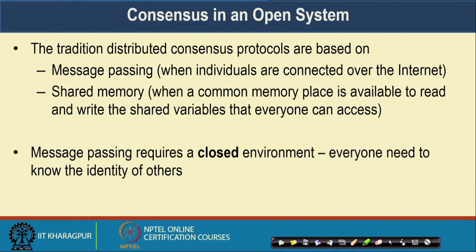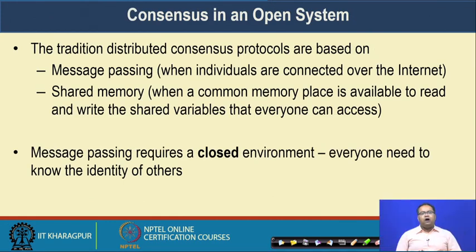Now, let us look into the consensus protocols from the perspective of a blockchain environment. The type of blockchain environment like Bitcoin that we have discussed till now is a kind of open environment, in the sense that any node can join the network anytime. But the type of consensus algorithms that have been explored for traditional distributed systems, like synchronous distributed systems, rely on a message passing environment.